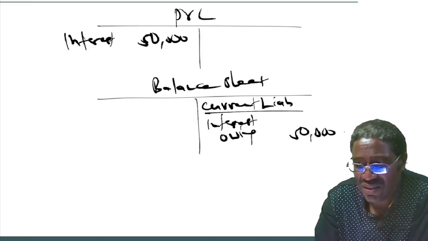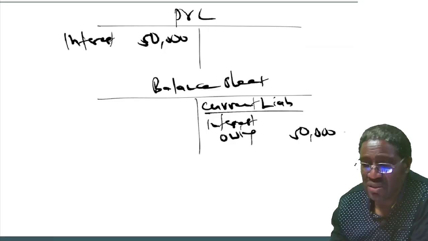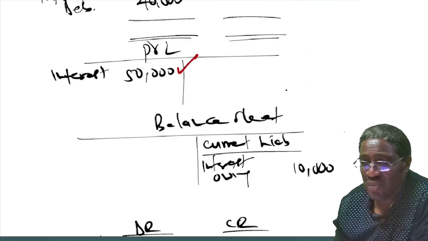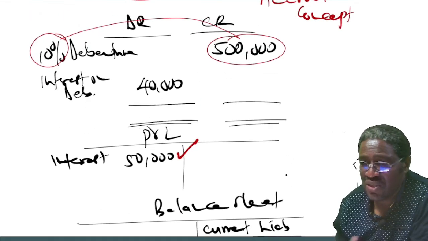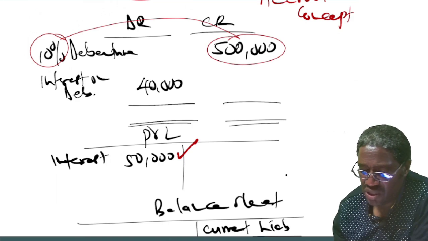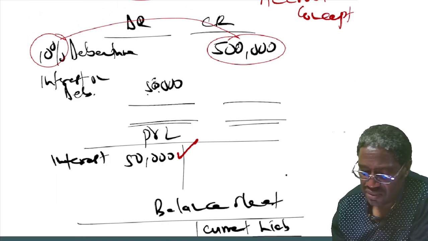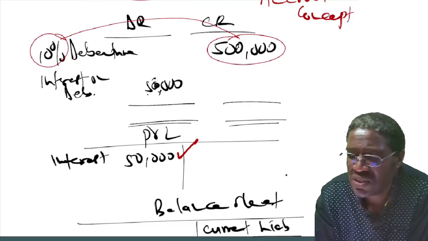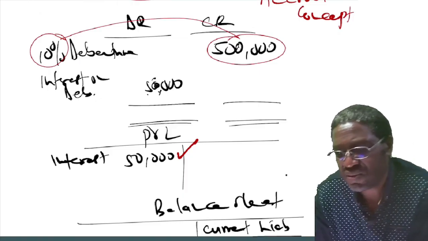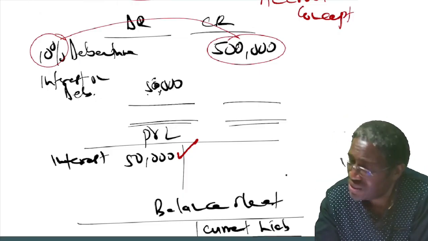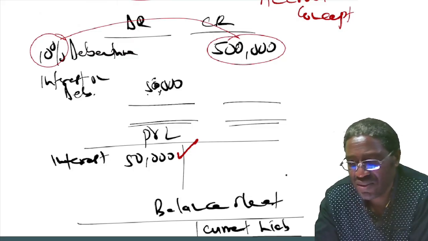Now listen, I want to change something in the first case. Suppose in the trial balance, instead of 40, you are given 50. Listen. In the income statement, you will still charge 50, which is 10% of 500.